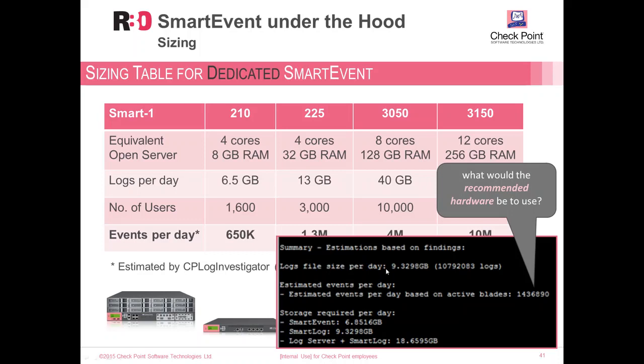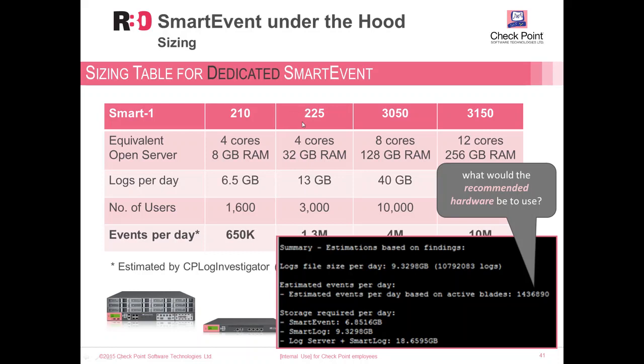So in this case, the recommended Smart-1 appliance for SmartEvent to use, since the CP Log Investigator states that we have around 1.4 million events per day based on the active blades, would be a 3050 that can handle around 4 million events per day. If we would have 900,000 events per day, that would be pretty close to what the 225 can handle.